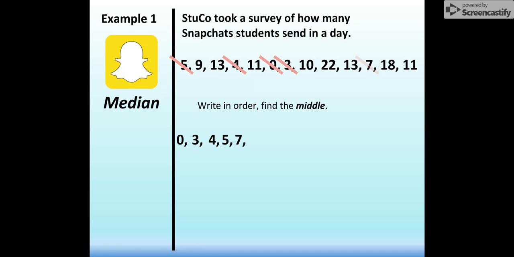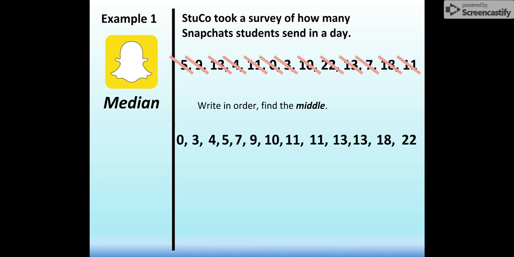5, 7, 9, 10, 11. There's another 11. 13. Another 13. 18. And 22. So I'm looking at all my marked out numbers.